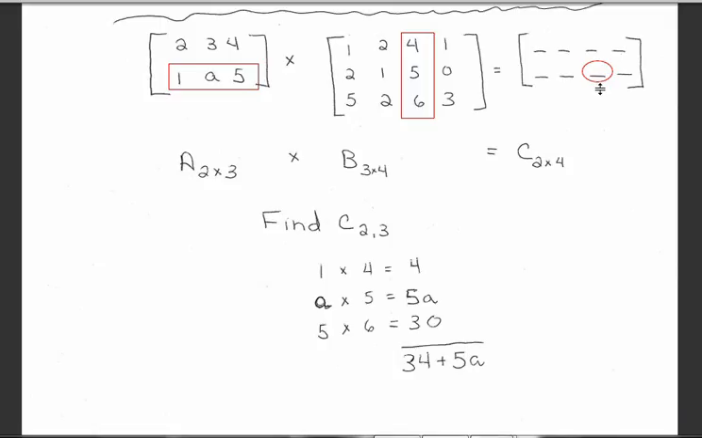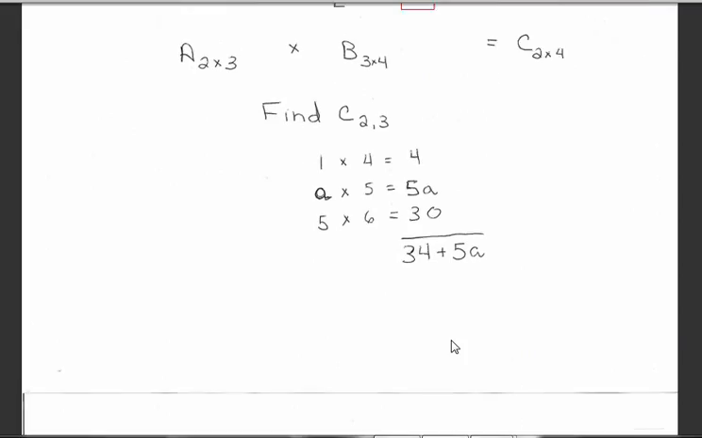Why do you do it? Because this number is in column 3. So you write down 4, 5, and 6. 1 times 4, a times 5, 5 times 6. And the number that would go in this spot right there is 34 plus 5a. You can't do that on your calculator. You've got to do it yourself.